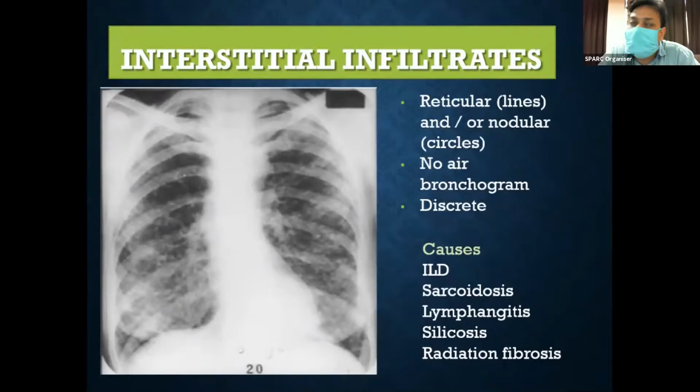So then we call it a reticulonodular opacity, and the causes are like sarcoidosis, where we have both nodules as well as linear opacities. Like in lymphangitis, sarcoidosis, and silicosis, we have a combination of nodules and interstitial markings. So then we call them reticulonodular opacities. In this example, we have some nodules and some reticular markings, and this is an example of reticulonodular opacities.